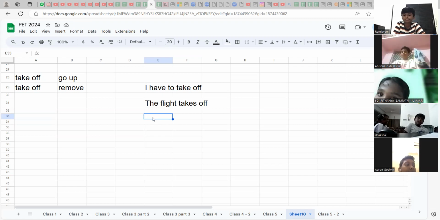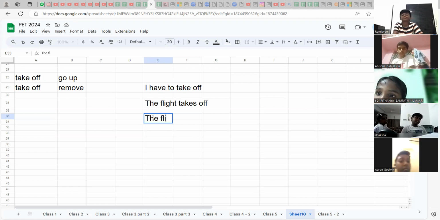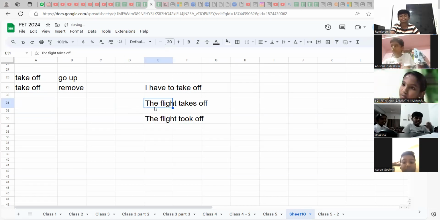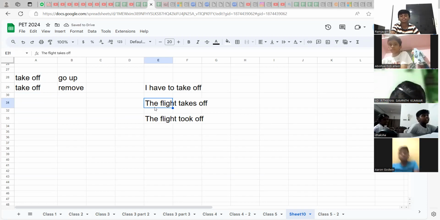See, here I am saying the flight took off. Look at the w, I am making it a past tense here. The flight took off in the past. The flight takes off right now. So you can apply that concept also here. Did you get it, Abhi? Yes, sir. Yeah, write it down.